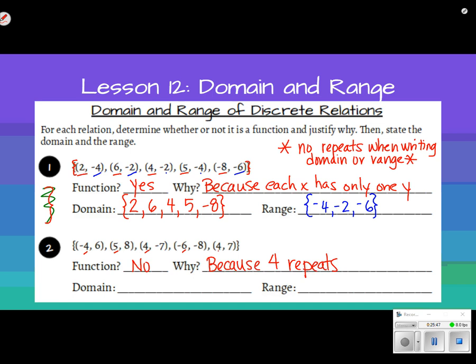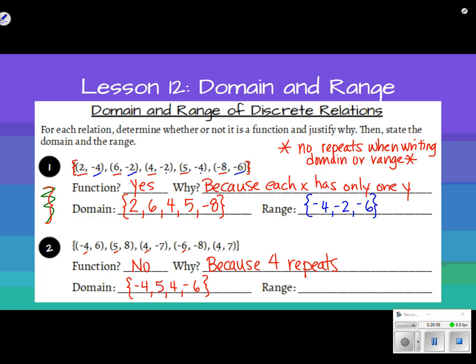I guess that's really what it is. So when I write my domain, I'm going to make sure I only write 4 one time. Now, -4 is a different number. -4, 5, 4, -6, no repeating that 4, close it up, you're done with the domain.